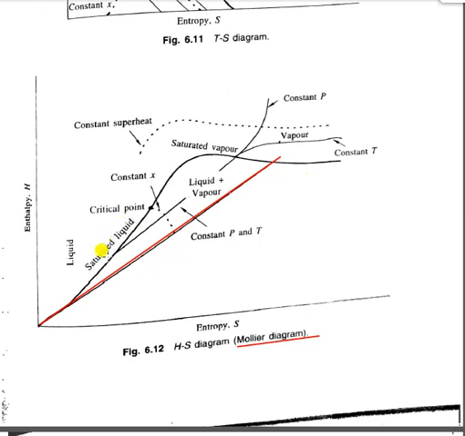Okay, so saturated liquid, and this is the critical point. Critical point means all the phases coexist in equilibrium. Then here is the constant x, here is the liquid plus vapor phase, and here is the vapor phase. Okay, saturation vapor, saturated vapor. Saturated vapor means the vapor is in the form of saturating.